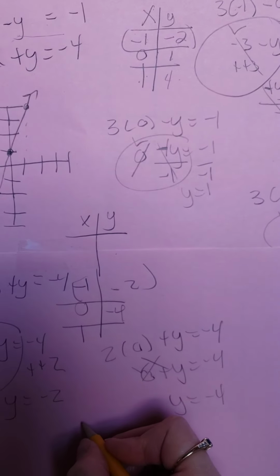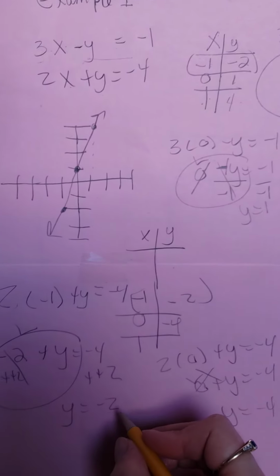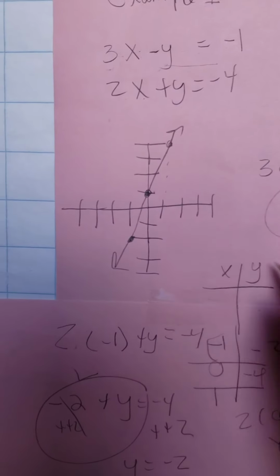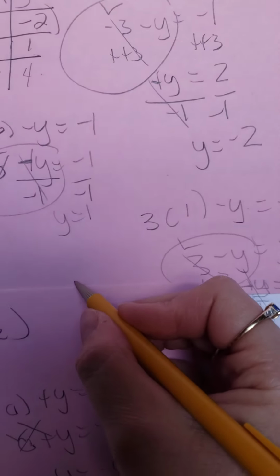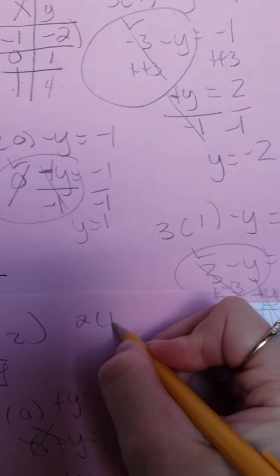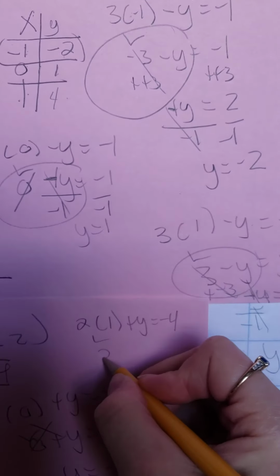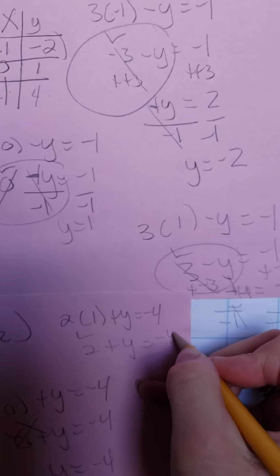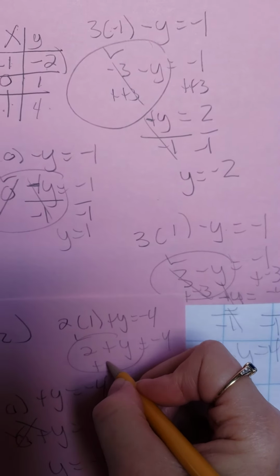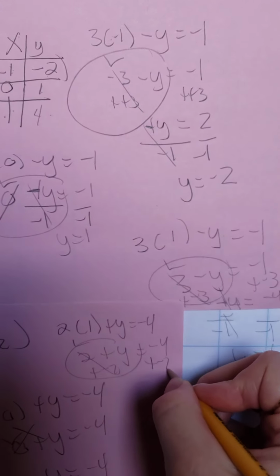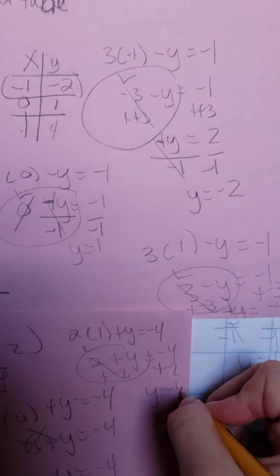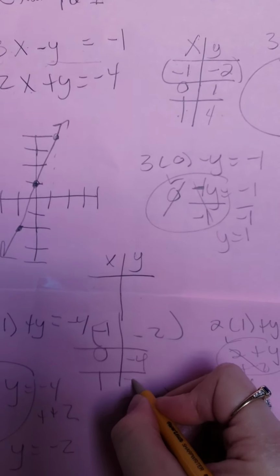And then my last point is replacing x with 1. Okay, so let me go over here and write it down. So 2 times 1 plus y equals negative 4. All right, 2 times 1 is 2, plus y equals negative 4. Solve it in one step by adding a negative 2. And you get y equals negative 6. So that is my third point.